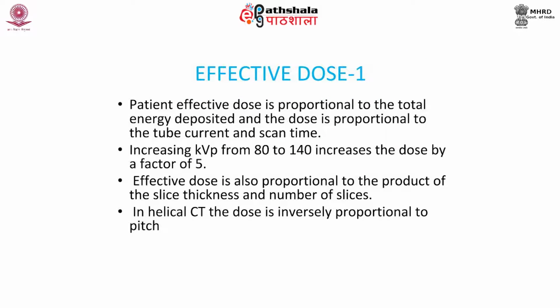The patient effective dose is proportional to the total energy deposited, and the dose is proportional to the tube current and scan time. Increasing the kVp from 80 to 140 increases the dose by a factor of 5. The effective dose is also proportional to the product of the slice thickness and number of slices. In helical CT, the dose is inversely proportional to pitch.